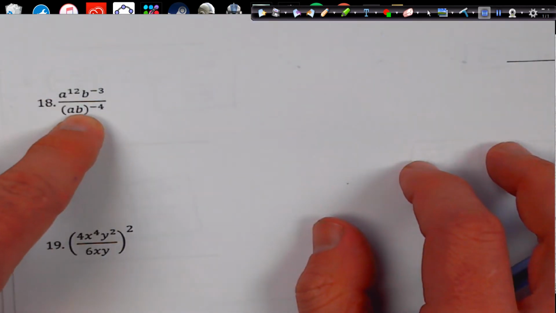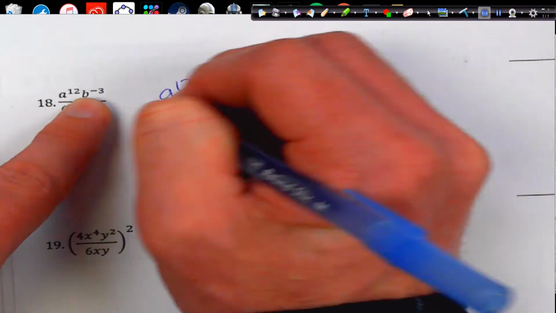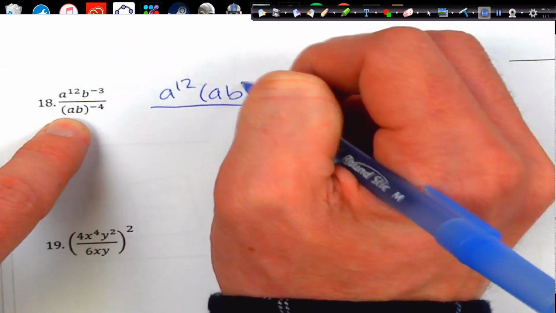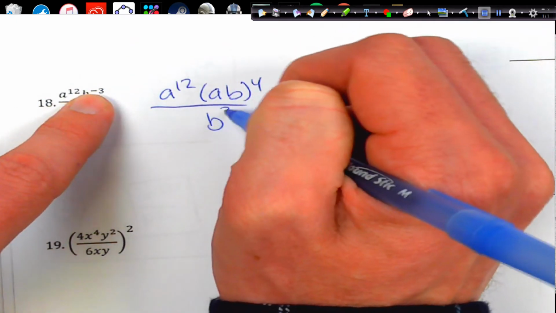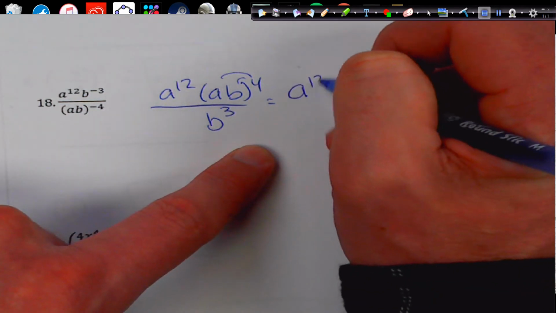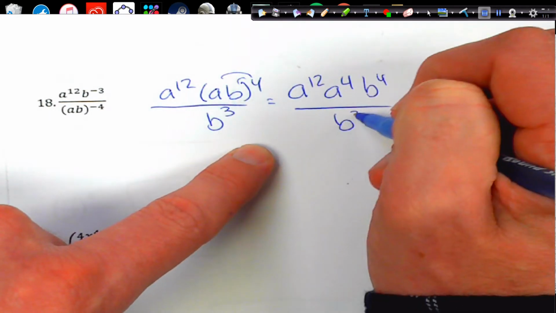This whole thing is negative, and this is negative, so we're going to have a to the 12th stay on top. This whole thing is going to come up, and this is going to go to the bottom. We can distribute the negative, and we get a to the 12th, a to the 4th, b to the 4th, and b to the 3rd.